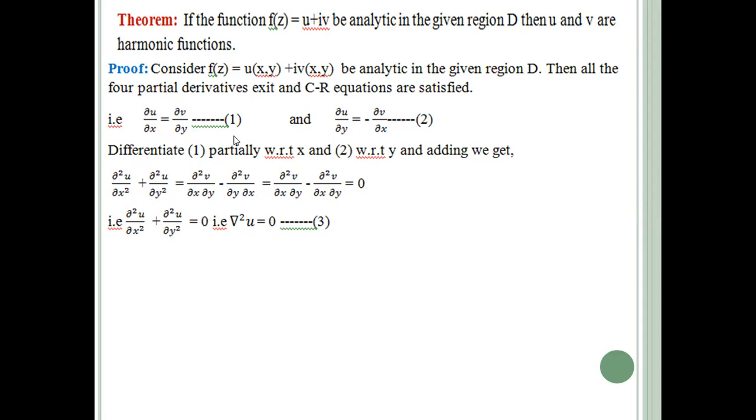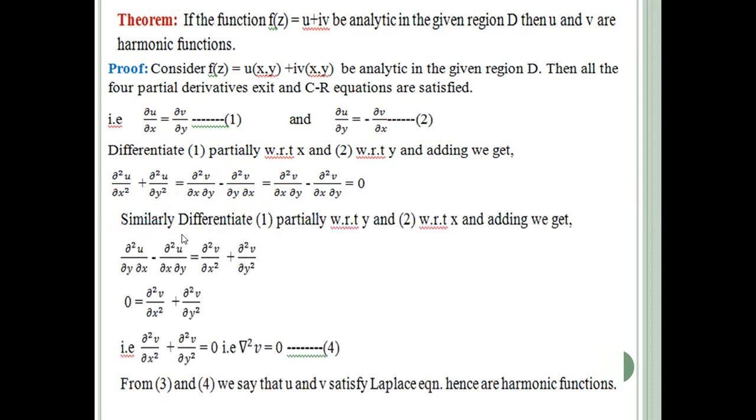What to do next? Differentiate 1 partially with respect to x, differentiate 2 partially with respect to y, and add. Differentiating 1 with respect to x gives ∂²u/∂x², and differentiating 2 with respect to y gives ∂²u/∂y². This side is ∂²u/∂x∂y, and this side is minus ∂²v/∂y∂x. But these two are equal, so the answer is 0. Therefore, ∂²u/∂x² plus ∂²u/∂y² is 0, that is uxx plus uyy is 0. So u satisfies the Laplace equation and the partial derivatives exist, so u is harmonic. Similarly, v is harmonic.